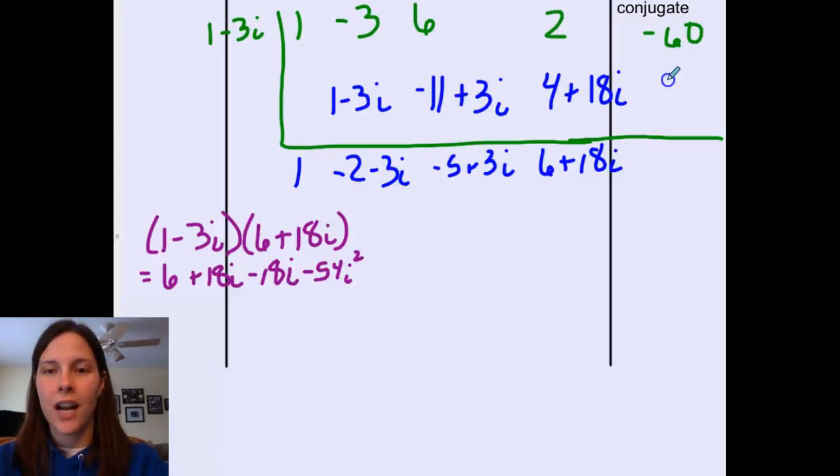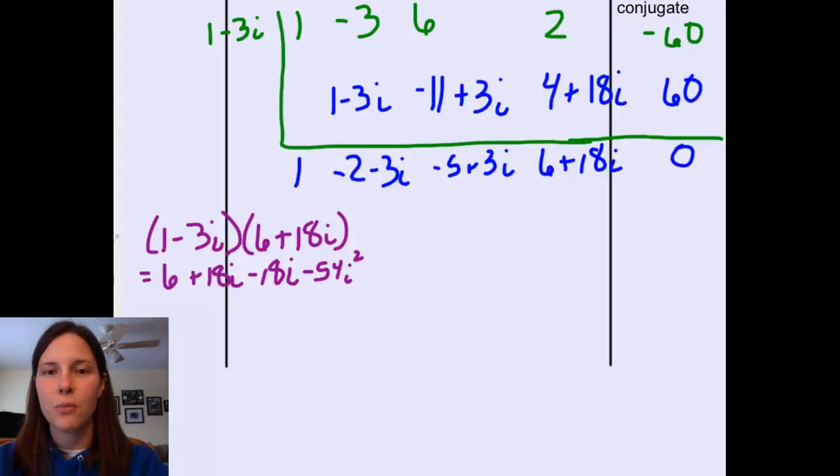Negative 54i squared becomes positive 54, plus the 6 gives me a 60, and the positive 18i and the negative 18i cancel, which is exactly what we need in order to show that the remainder is 0, so that 1 minus 3i is a factor of the function. When you are told that a value is a factor, you should get a remainder of 0. If you do not, go back and find your mistake.